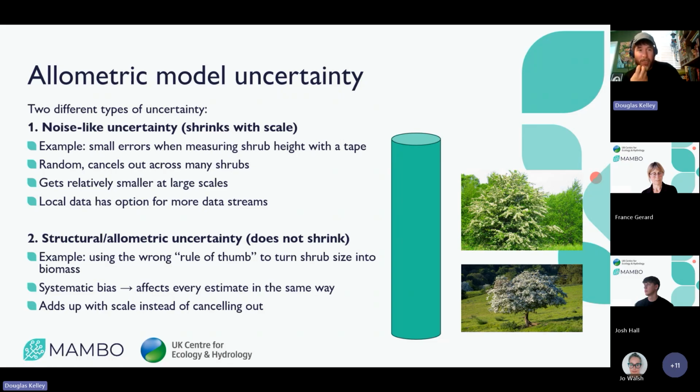And the reason we want to separate these out is because the structural uncertainty doesn't cancel at scale. You go to bigger and bigger scales, you still have that uncertainty. But the noise uncertainty, we can start cancelling out. So the reason we're using this allometric model in an uncertainty framework is to help us cancel out the uncertainties we don't need to consider when we start going to bigger scales.